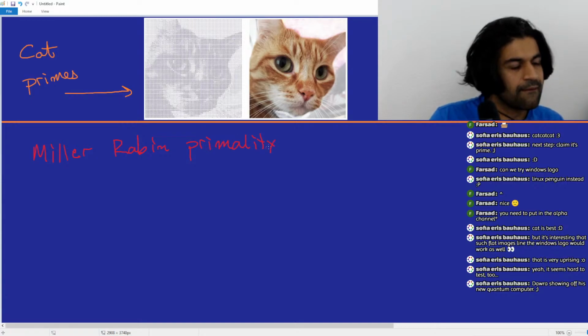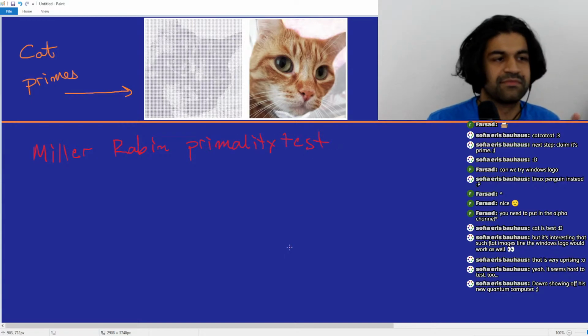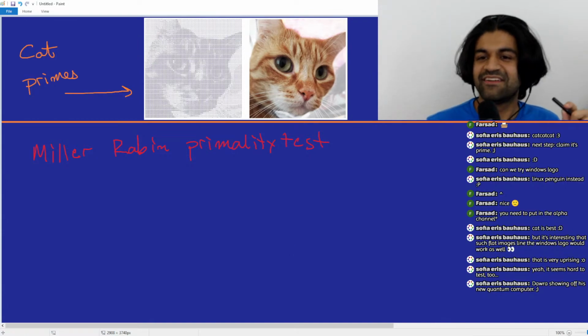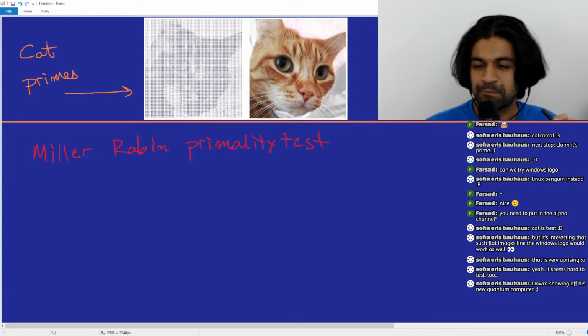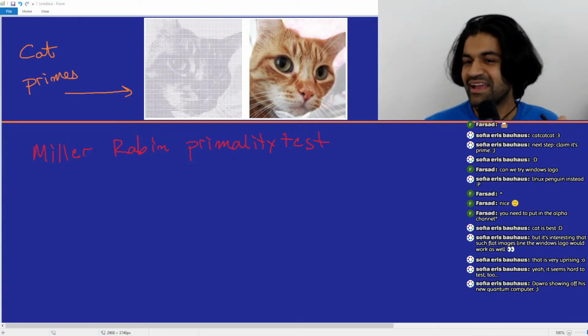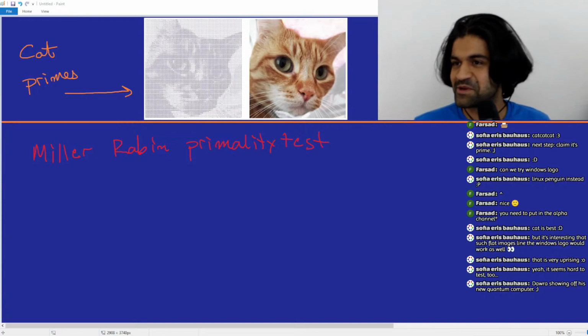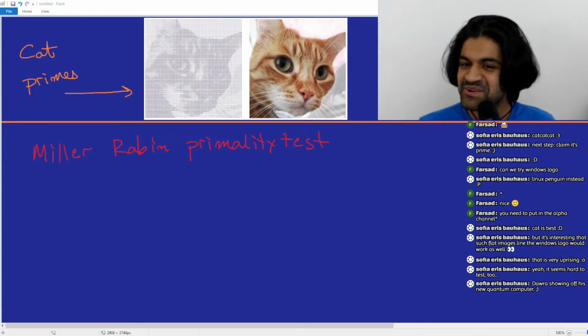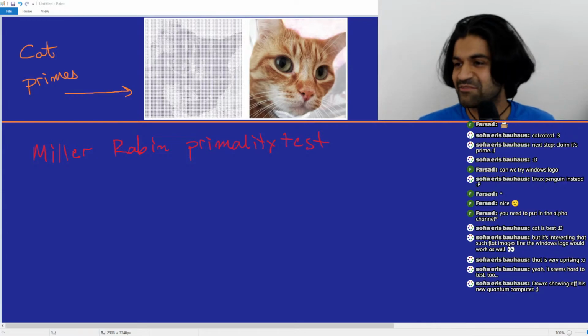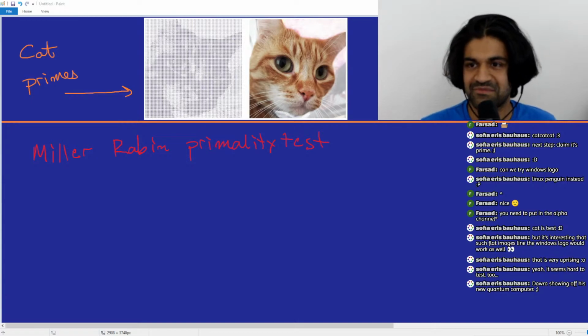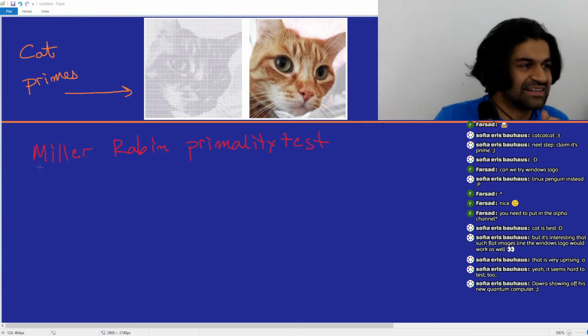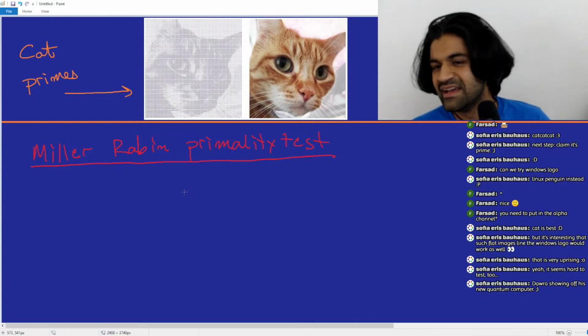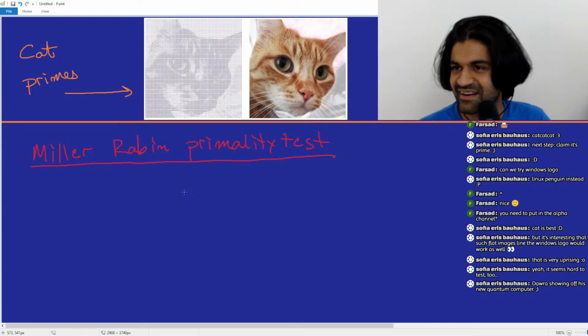Okay, so this is a very curious little primality test, and I'm pretty sure it's playing a role in why my computer and your computer can so quickly tell if a 4900 digit number is prime or not prime. So what is the Miller-Rabin primality test? Once again, this is one of many possible, just kind of amazing probabilistic primality tests that are out there.